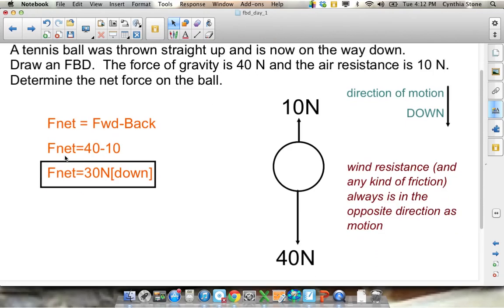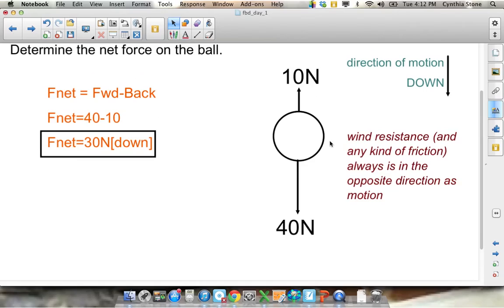So this time, our direction of motion is down. When I draw my free body diagram, I've got my 40 newtons down, which is gravity. Gravity is always down. And now, because I'm saying it's moving down, the wind resistance must be up. The air resistance, wind resistance, whatever, must be up. So net force then is down minus up this time, forward minus back, so 30 newtons down.